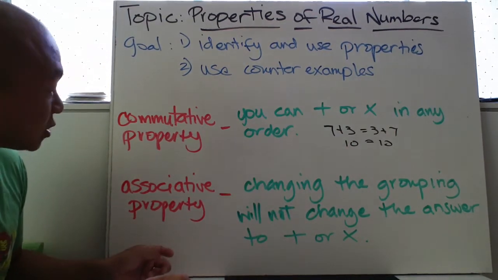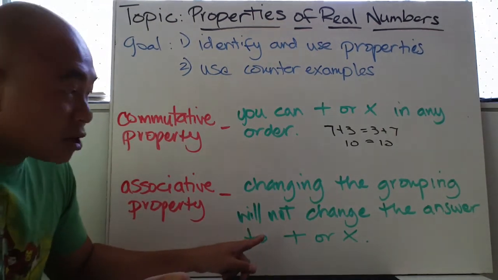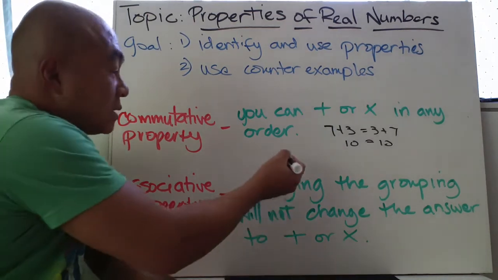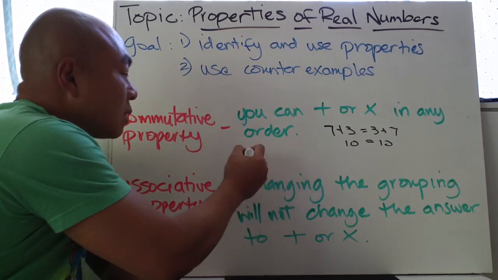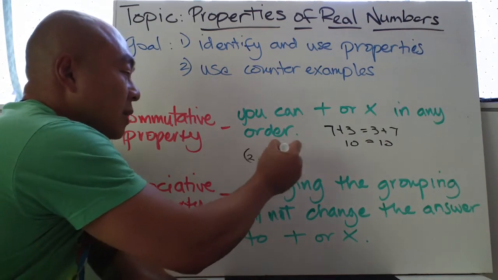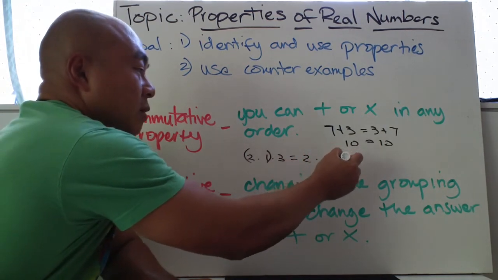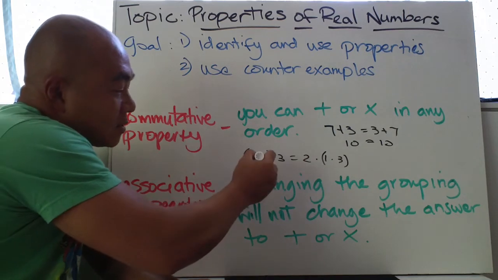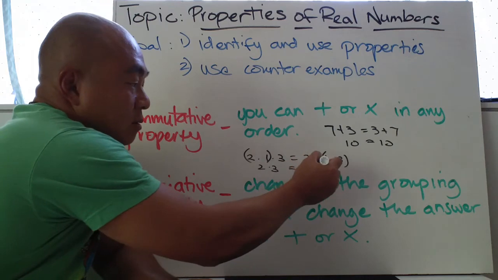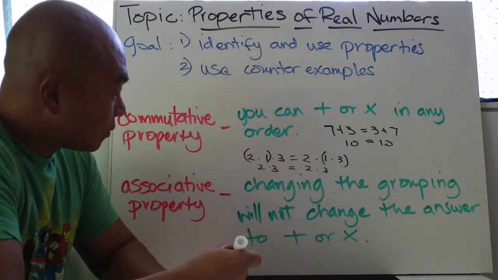Alright, the next one is associative property. Associative property means that if you're changing the grouping, it will not change the answer to an add or a multiplication question. So let's just do something easy. If I take something like 2 times 1 times 3, and I say I'm going to group that first, that's the same thing as saying 2 times 1 times 3, and I'm going to group that. If I take this, because of the grouping, that gives me 2 times 3. If I take this, it's the same grouping. So you're both going to come out to be 6 as well.